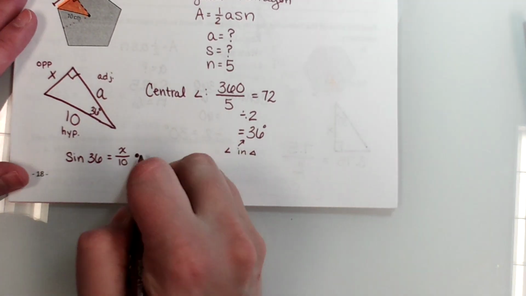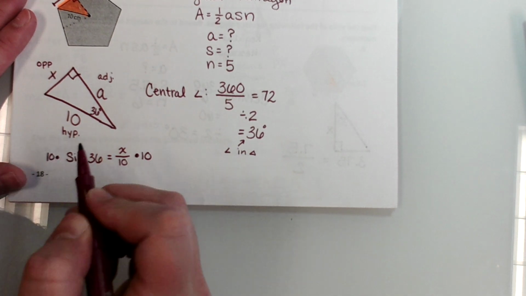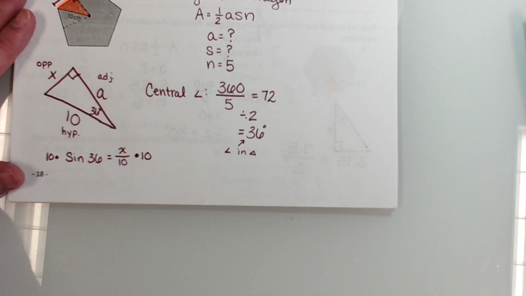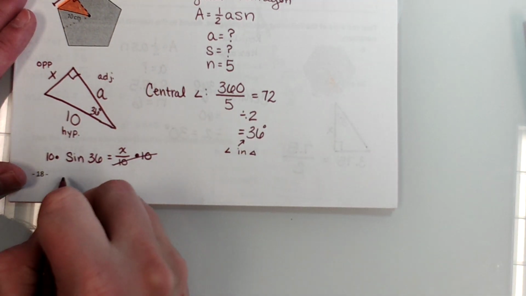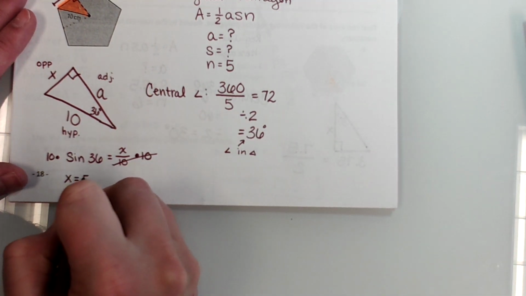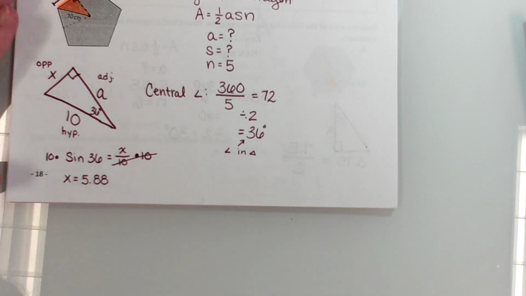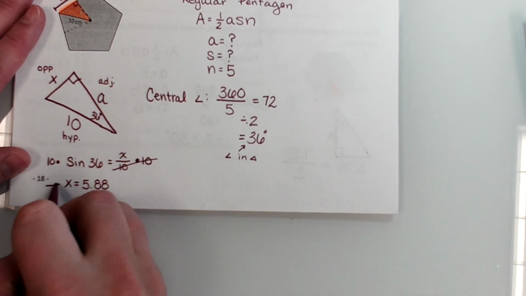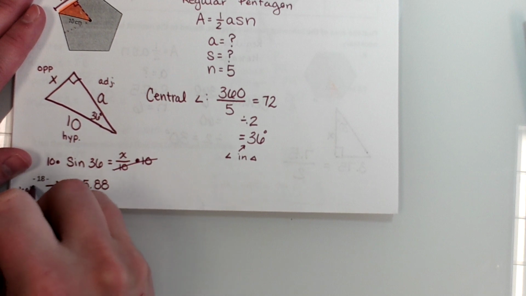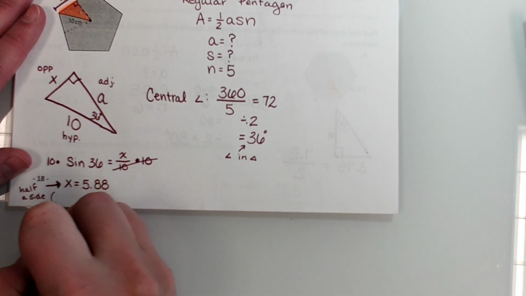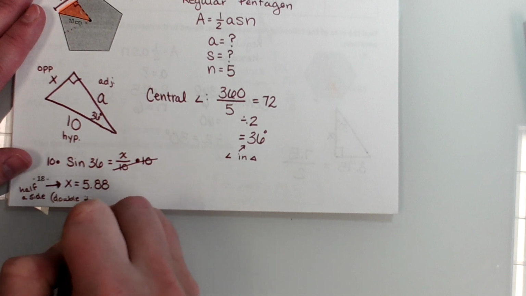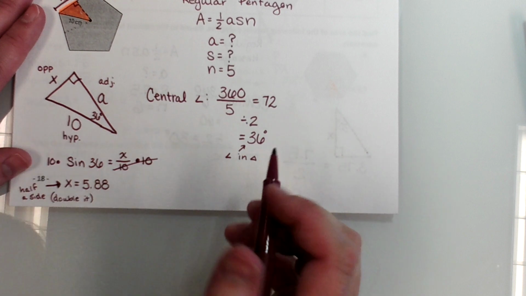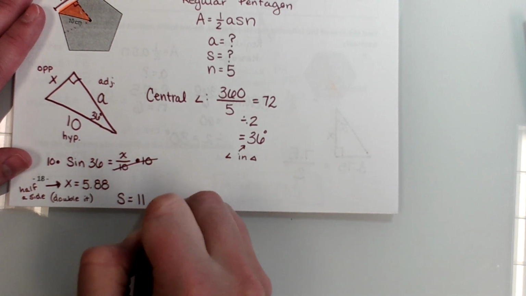Sine of 36 is x over 10. Multiply by my denominator so x will be alone. 10 times sine of 36, 5.88. X was not a side length or an apothem, but to get to a side length, this was half a side, so double it. 5.88 times 2 is 11.76.